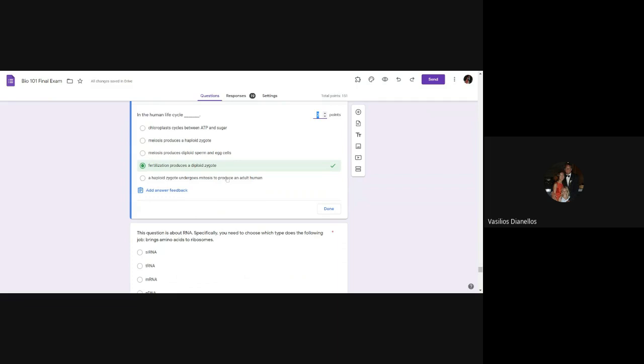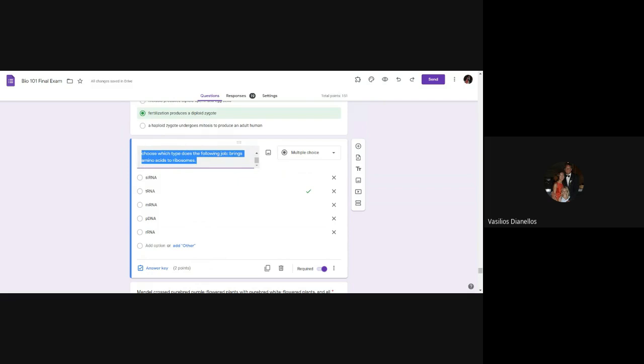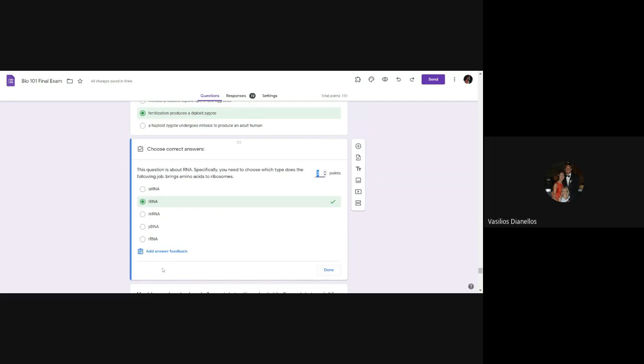All right, RNA. Which RNA brings amino acids to the ribosomes? And the hint that I gave in the lecture and in the final exam review was that this word, brings. I had to use the word brings because if I used the other word, it would give it away. Which type of RNA transfers amino acids to the ribosomes? And the answer is tRNA. And here we go, giving away more points. The only RNA we discussed was tRNA, mRNA, and rRNA. So if you guessed the wrong answer, but it was one that we discussed, you got partial credit.